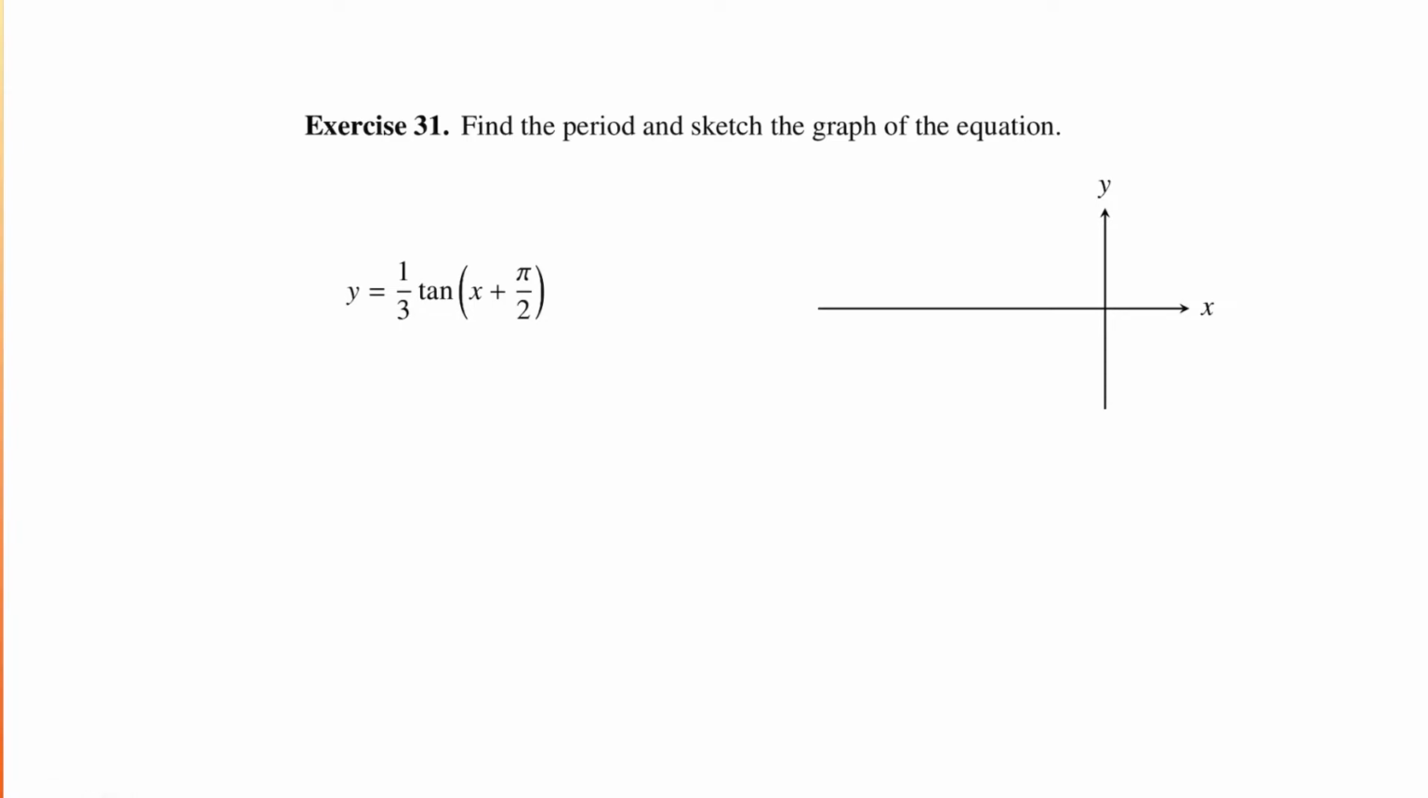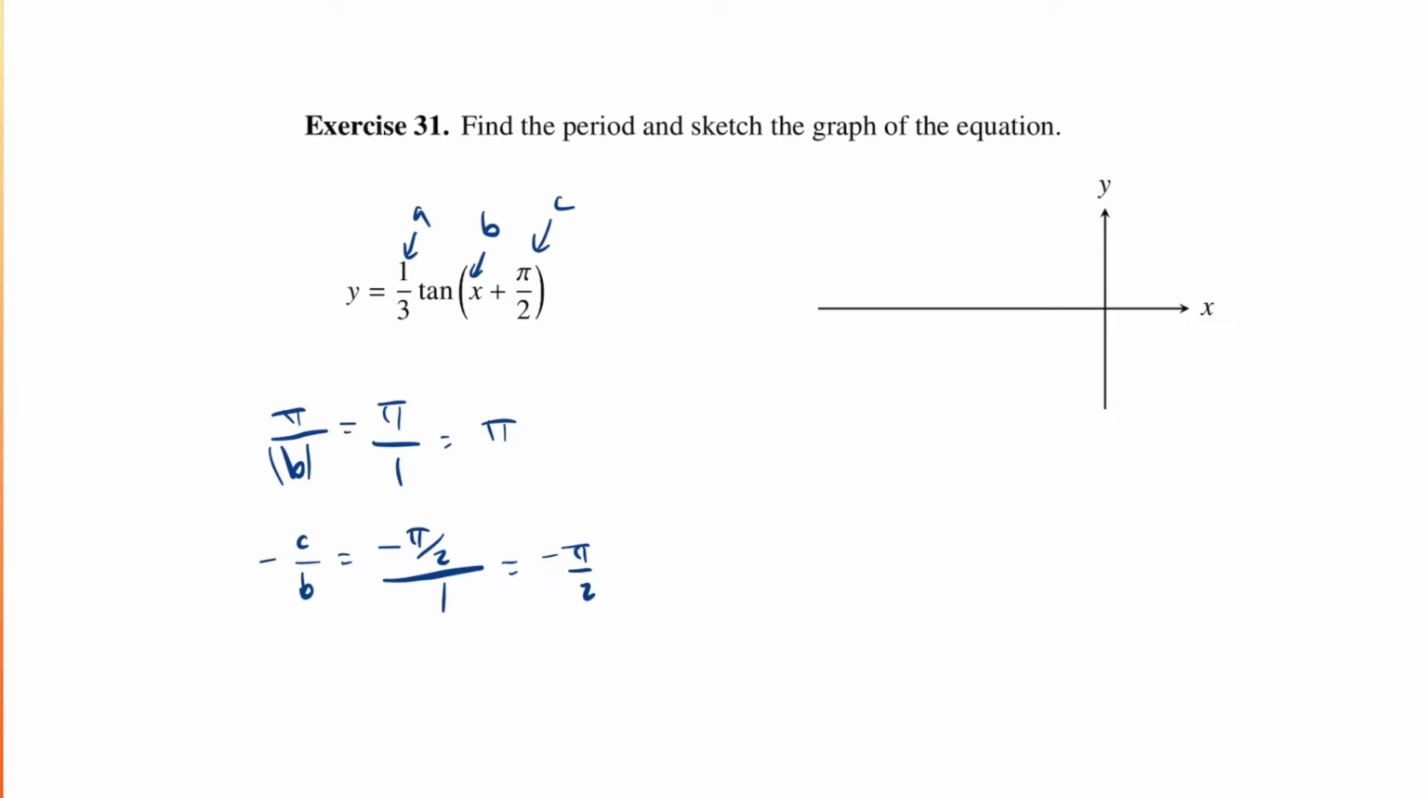Let's go straight into the period first. The period is pi over absolute value of b, which is pi over 1, which is just pi. Remember, this is your A, your B, your C. And then our phase shift is negative c over b, which is going to be negative pi over 2 divided by 1, which is negative pi over 2.